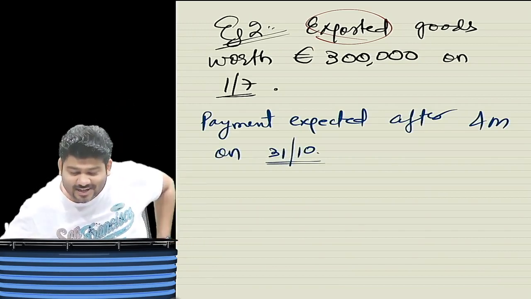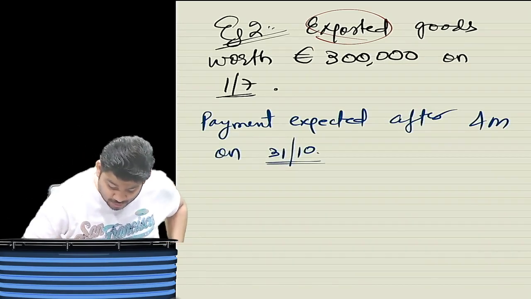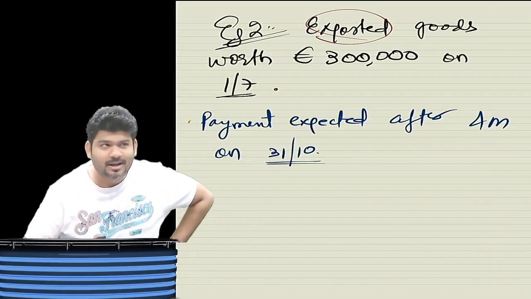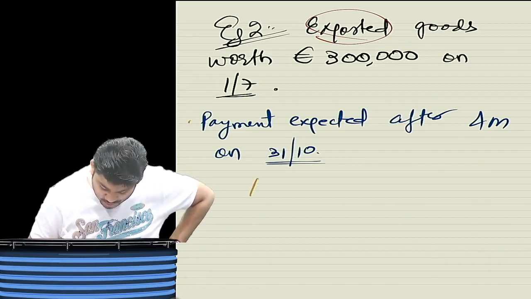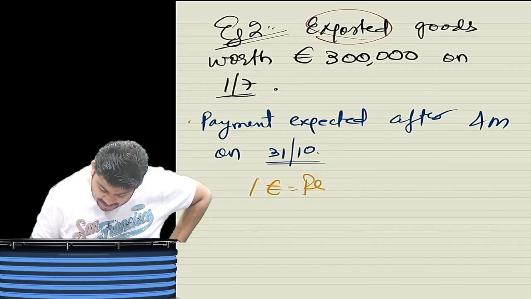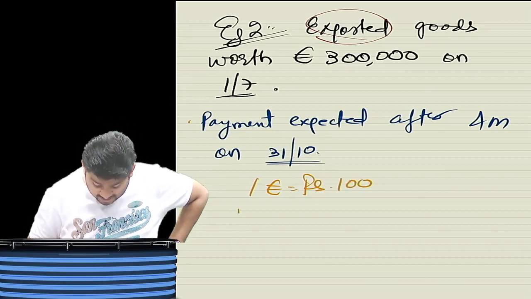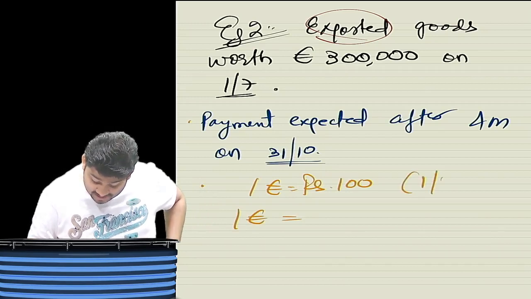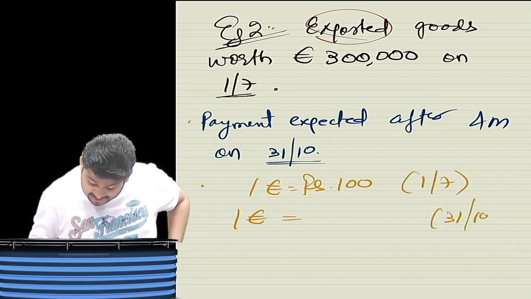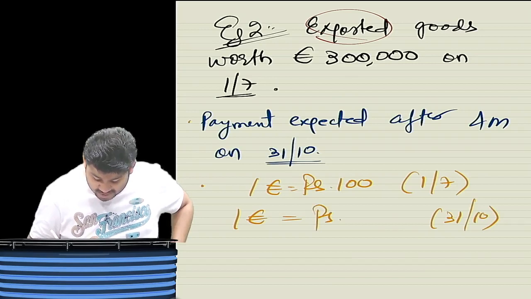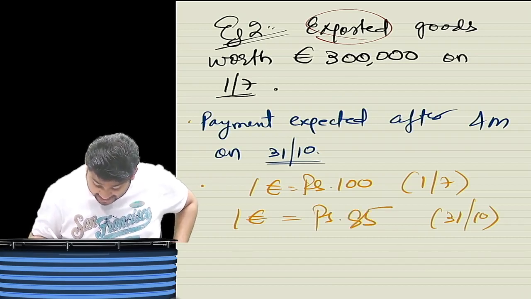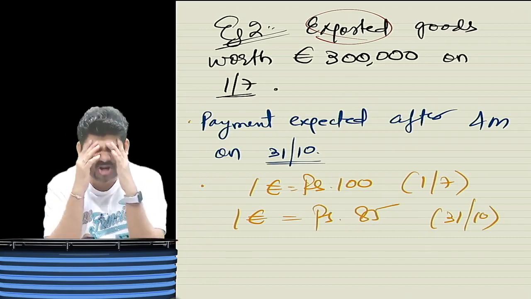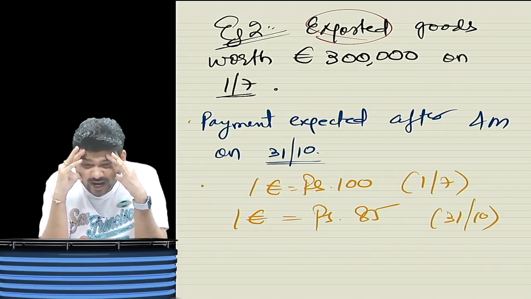And then again, your friend starts crying, "Yeah, brother, but you don't know. I'm having sleepless nights, brother." I'm like, what happened? He's like, today €1 is equal to rupees 100. What if after 4 months, which is on 31st of October, this goes down to 85? €1 is equal to rupees 85. Oh gosh, I will lose such a huge amount.